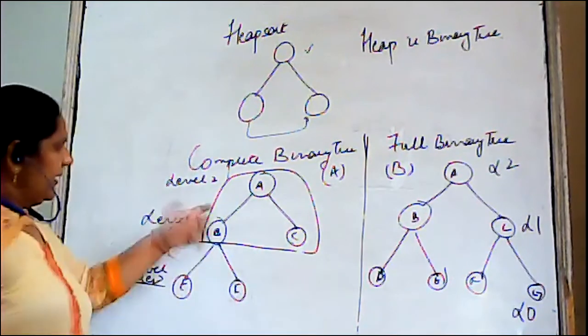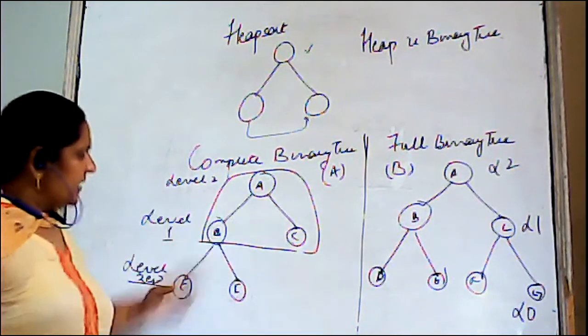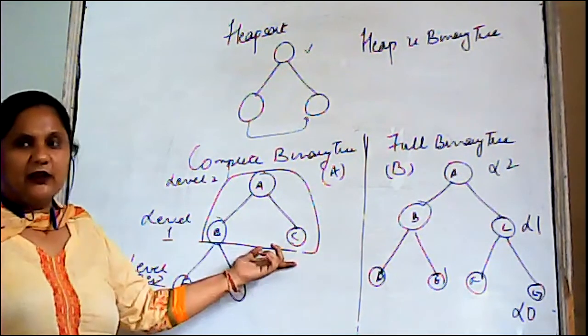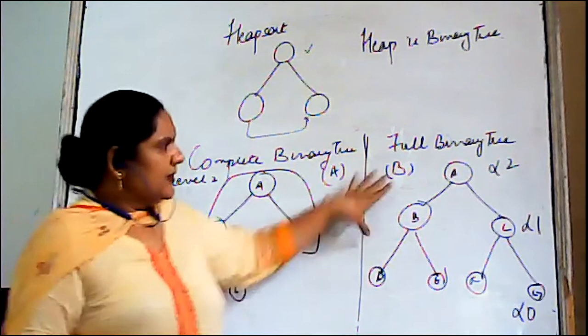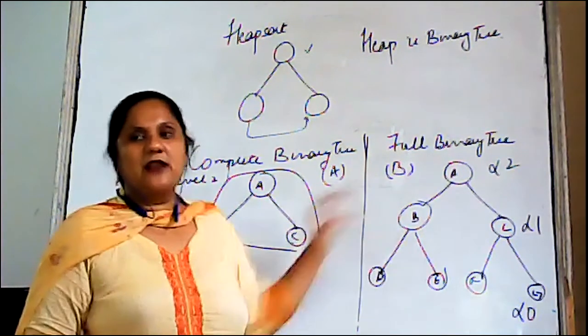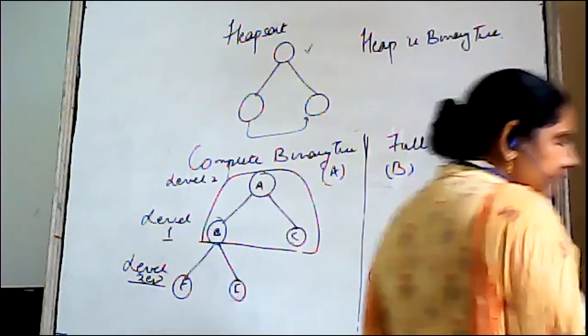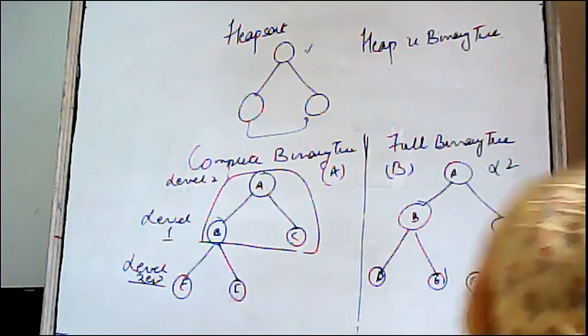In a complete binary tree, all the levels except the last level should be filled completely. Whereas in a full binary tree, all the levels are to be filled completely. So for better understanding, I give you one example.